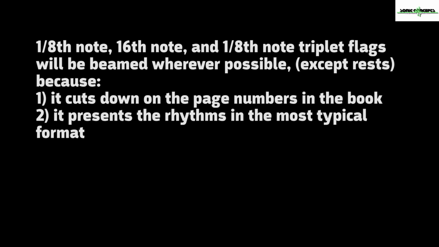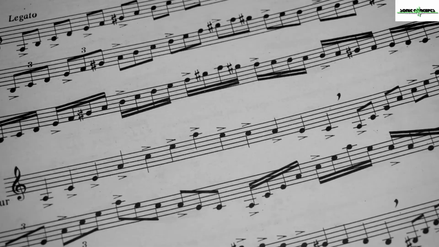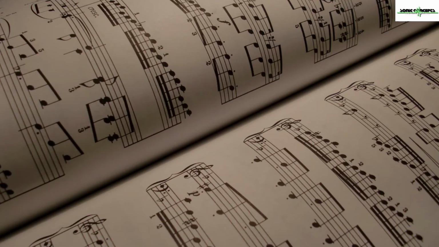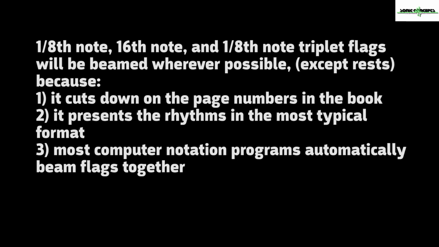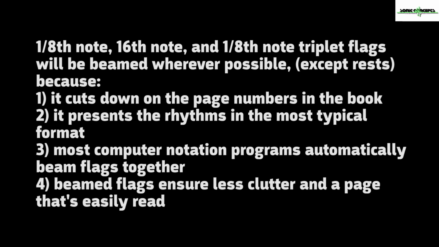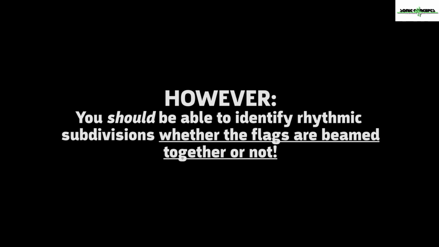The second reason is to present the rhythms in the most typical format. Most composers and copyists lean toward ways of notating rhythms that require less pen strokes or do not require lifting the pen from the paper. Therefore, beamed flags are the composer's rhythmic notation method of choice. Third, most computer notation programs will automatically beam flags together. And fourth, with the exception of instances where music is written to outline the beat for ease of sight reading, beamed flags ensure less clutter and a page that's easily read. I should mention, however, that you should be able to identify rhythmic subdivisions whether the flags are beamed together or not.